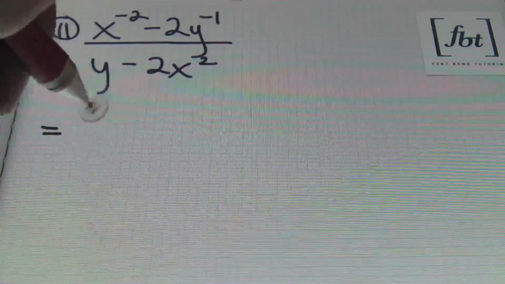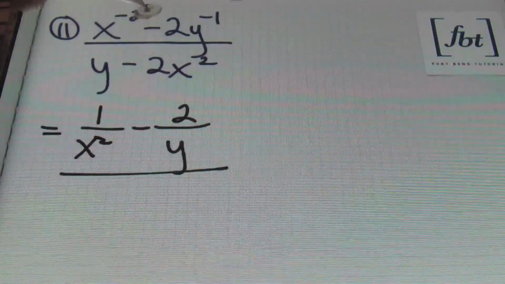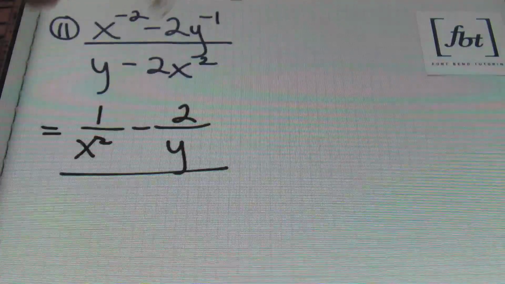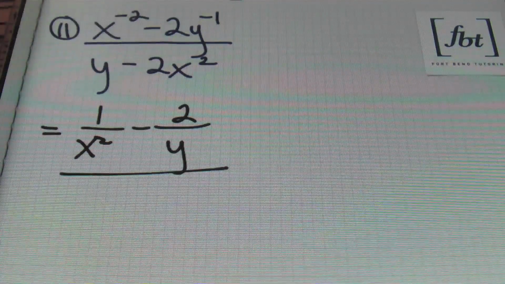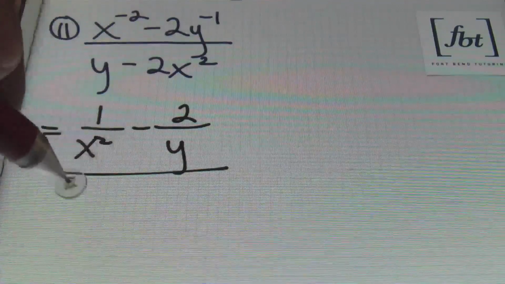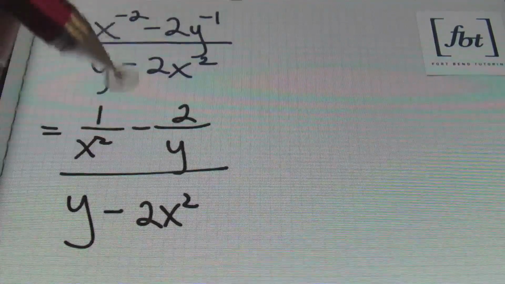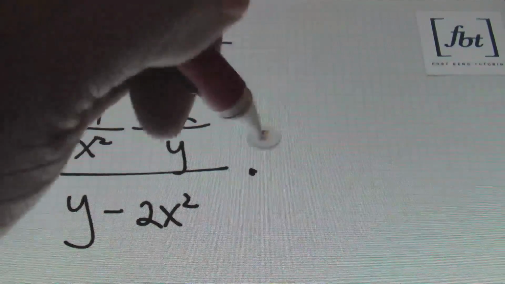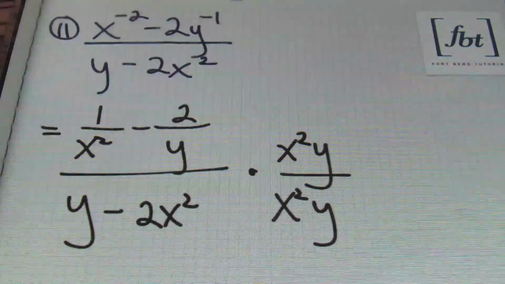So we'll end up with 1 over x squared minus 2 over y. Notice that my exponent on 2 was to the first power, so I didn't need to move that into the denominator. Only the variable y had a negative exponent on it in that second term in the numerator. In the denominator, I'll have y minus 2x squared. So next, in order to get rid of these complex fractions, I'll be multiplying by the common denominator of x squared y. That will be multiplied to each and every term.